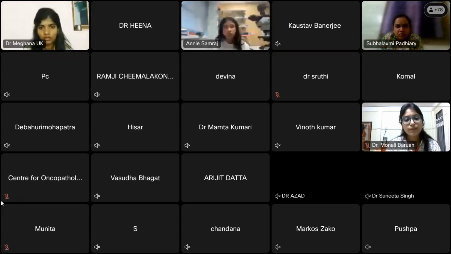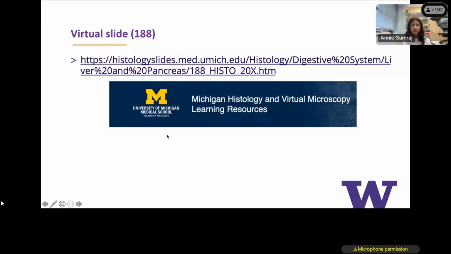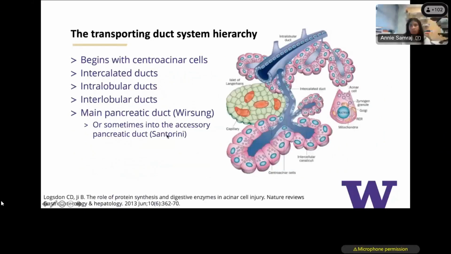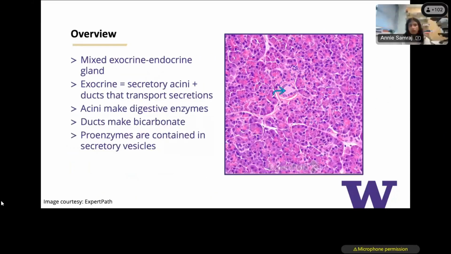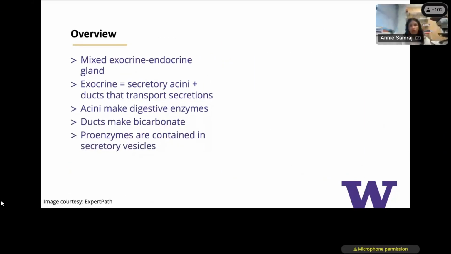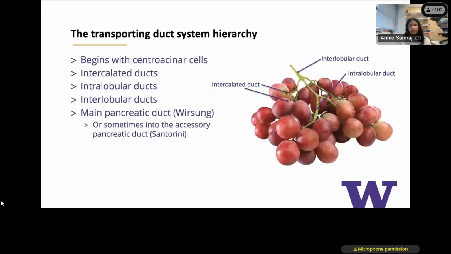So let me go back to my PowerPoint slide. Are you seeing the PowerPoint? Okay. So here, if you think of the grapes, this is your intercalated duct that drains the acinus. Many of these will form the intralobular, and then many of these lobules will be the interlobular.